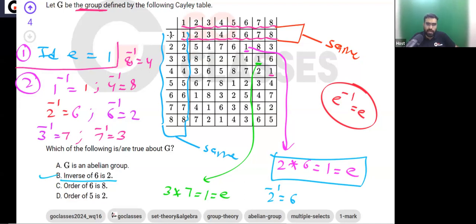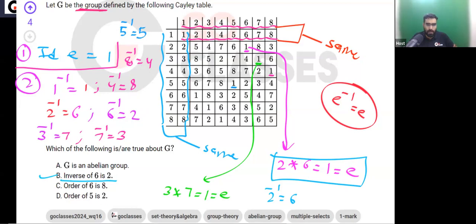Which element is remaining? Did we leave any element? Yes, the inverse of 5. What is the inverse of 5? You can see the inverse of 5 will be 5. So very easily you can find the inverse.